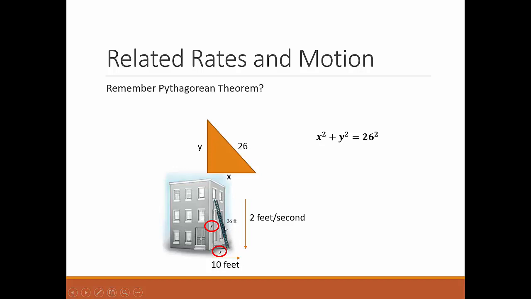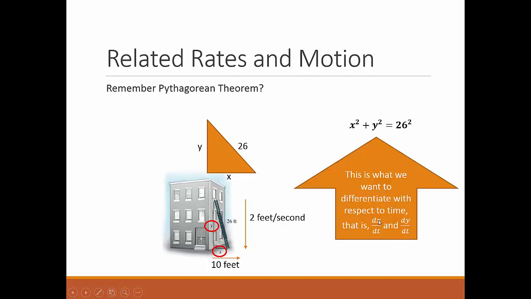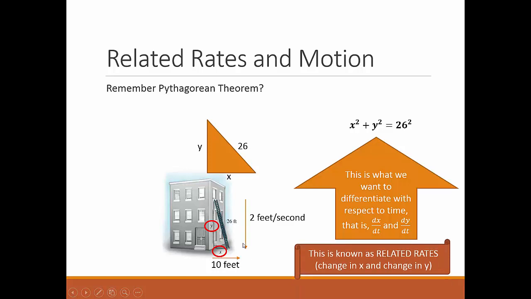And remember the Pythagorean theorem? I can set this up as the Pythagorean theorem, and what I want to do is differentiate this, x squared plus y squared equals 26 squared, with respect to time. So the rate that the top of the ladder is moving down is my dy/dt. The rate that the bottom of the ladder is moving away from the wall is my dx/dt. And this is known as related rates, the change in x and the change in y.